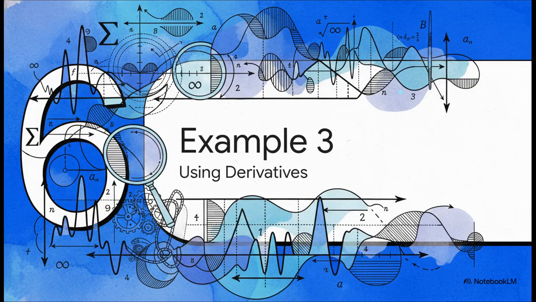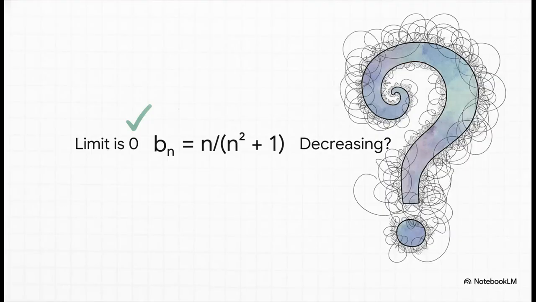Okay, let's tackle one last example, and in this one, checking one of the conditions isn't going to be quite as simple as just looking at it. So here, our b sub n is n divided by n squared plus 1. Now, checking the limit, you can probably tell that since the bottom grows way faster than the top, that's going to go to 0, no problem. But what about condition 2? Is it obvious that these terms are always getting smaller? It's a little tricky to see for sure.